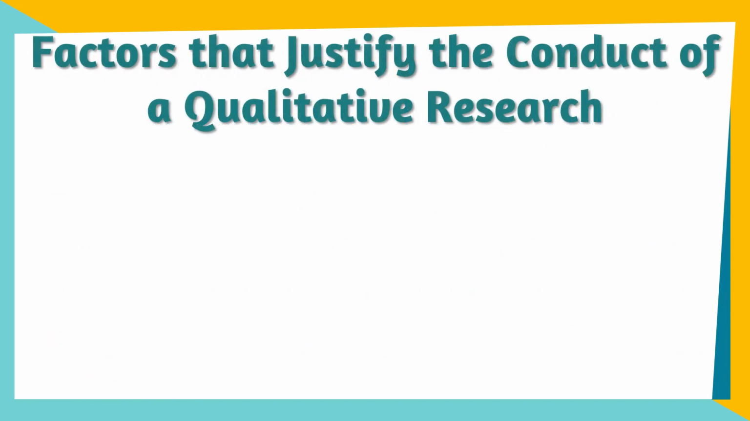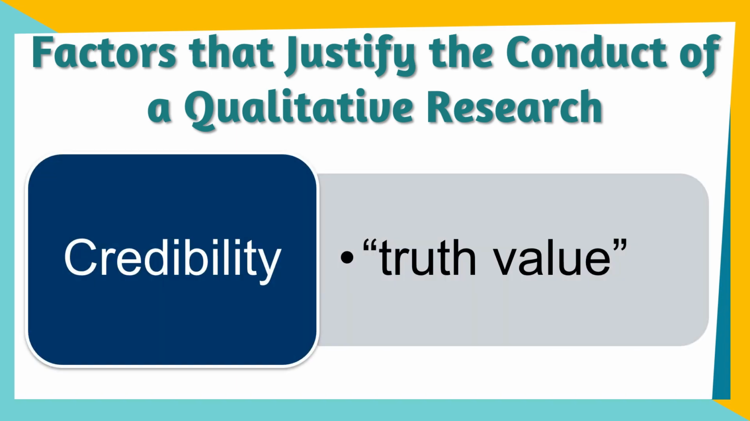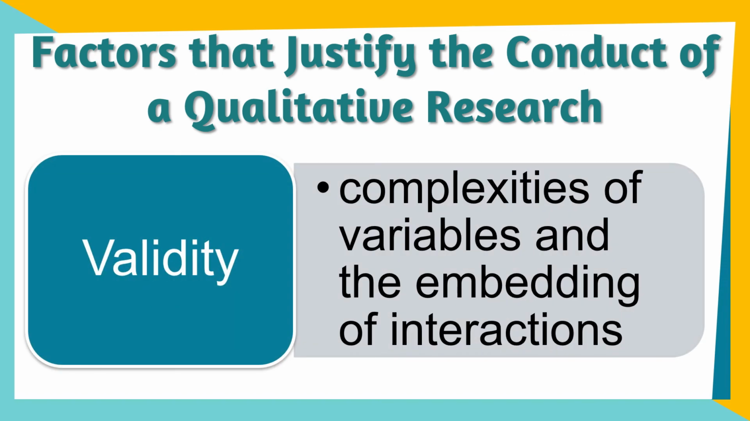There are different factors that justify the conduct of a qualitative research. The first one is credibility. It refers to the truth value of the qualitative study, which tells something about its applicability, consistency, and neutrality. It is all about the quality of being accepted as true, real, or honest. The next factor is validity. It refers to an in-depth description that shows the complexities of variables and the embedding of interactions in data derived from the setting. It's all about rationality, soundness of data, being fair, reasonable, and logical.